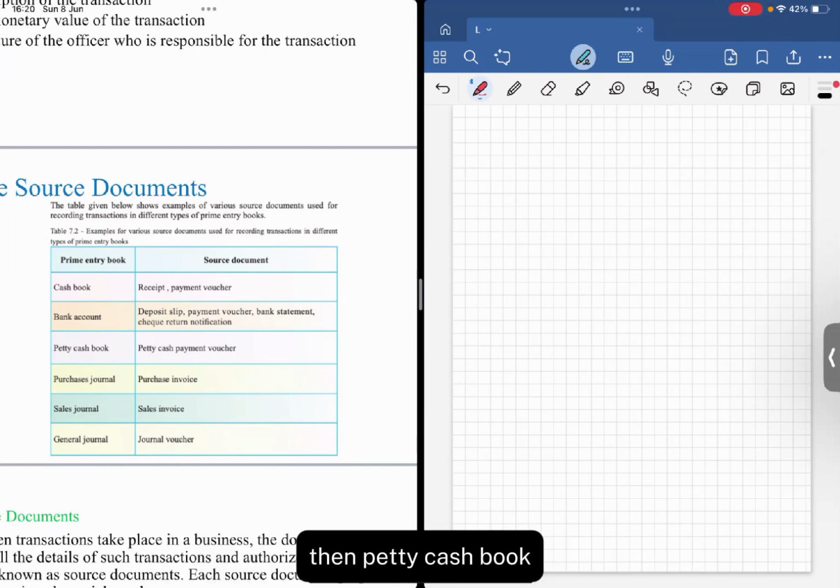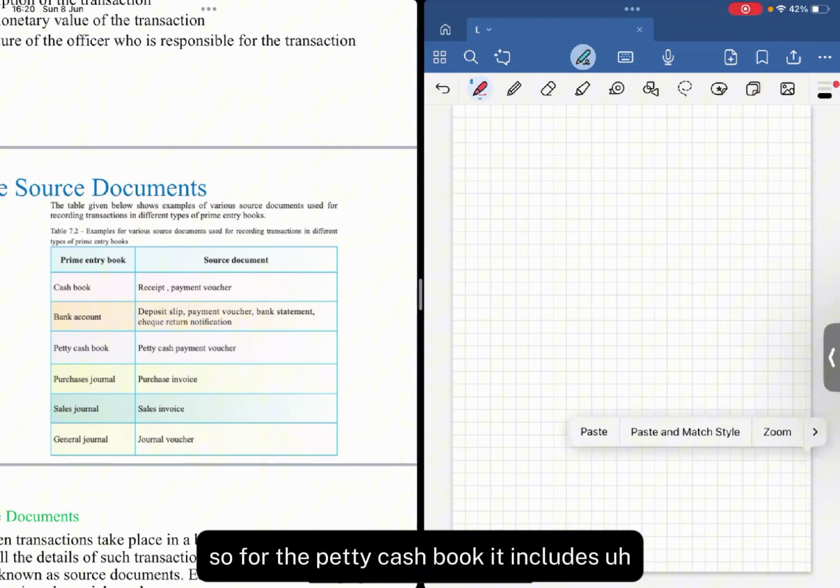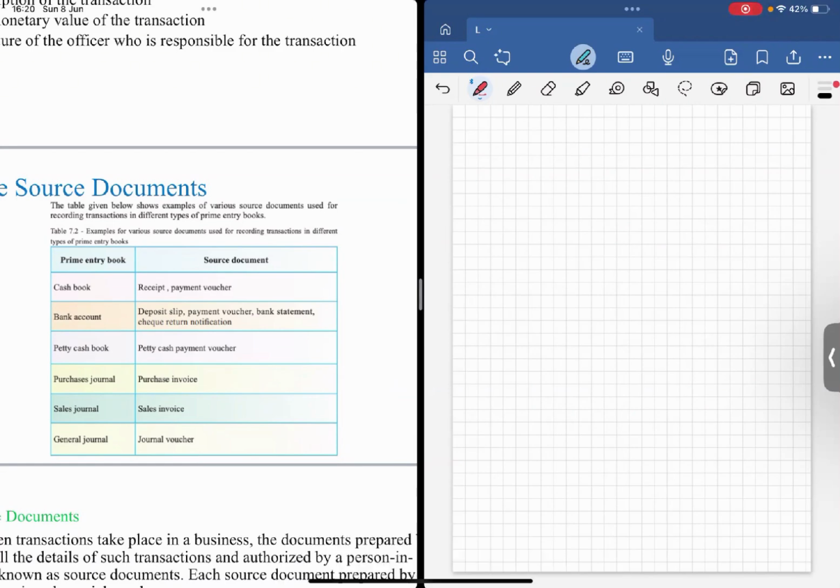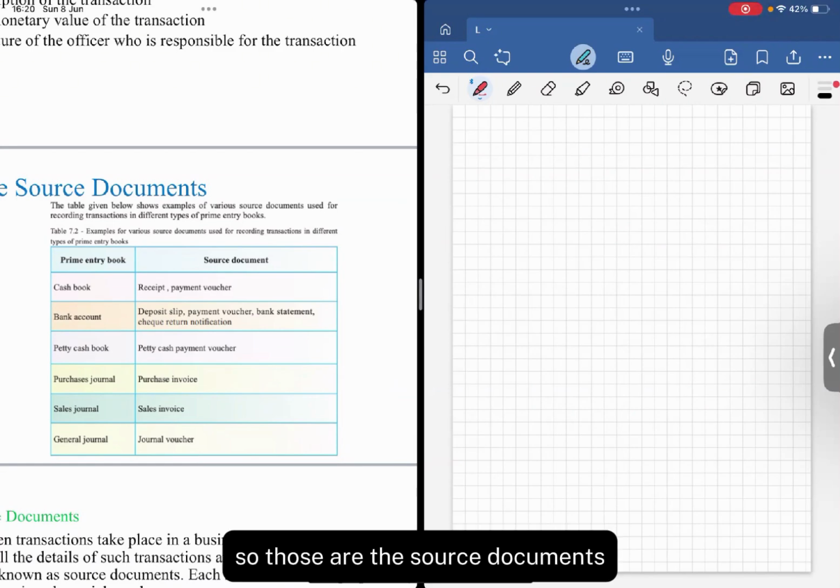Okay. Then petty cash book. For the petty cash book, it includes petty cash payment voucher. Then purchases journal, the source document is purchases invoice. Sales journal, sales invoice. General journal, journal voucher. So those are the source documents.